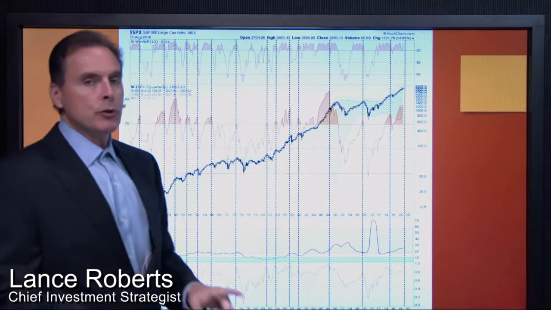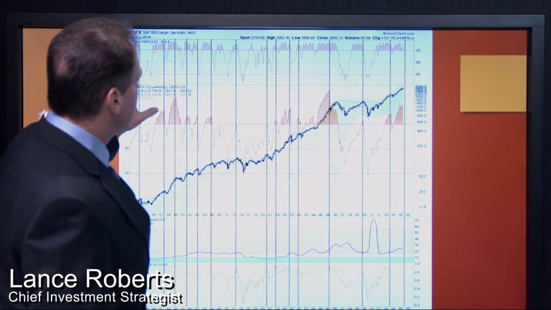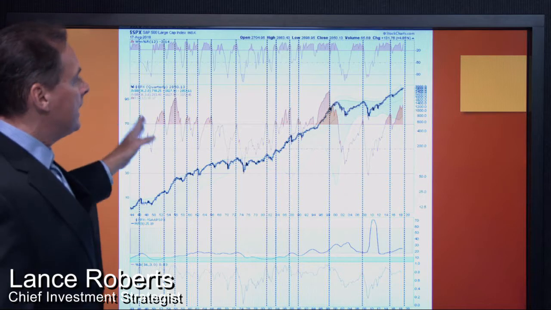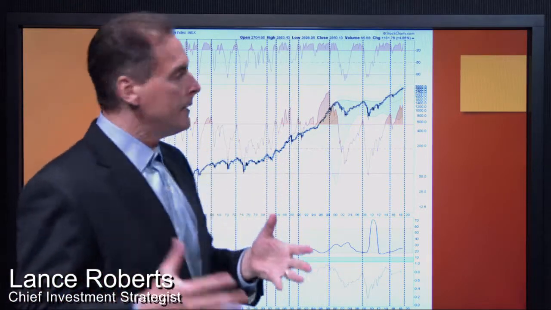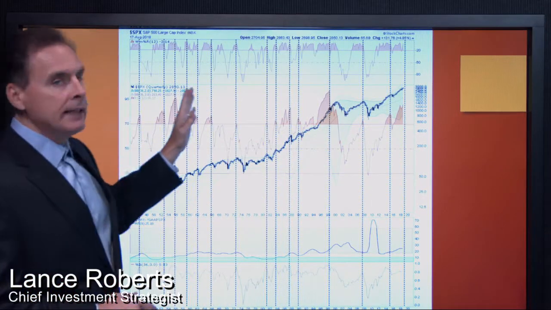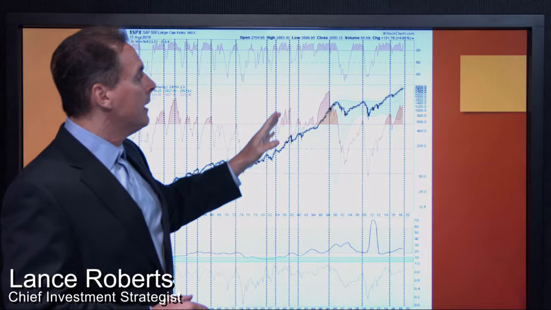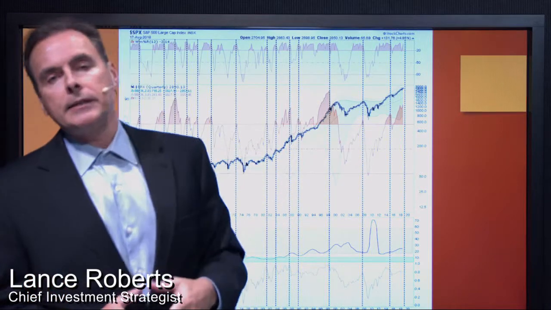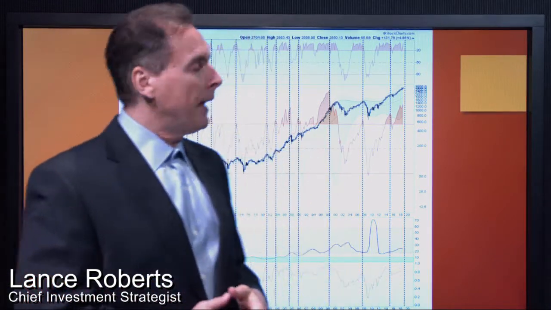Every one of these measures says the same thing, which is that at every point in history where these vertical dotted lines are, these have been the points where all these measures aligned into one point in time where we are today, and future returns over the next several years have been subject to either short-term corrections, intermediate-term corrections like the crash of '87, or more significant bear market declines like we saw in 2000 and 2007.